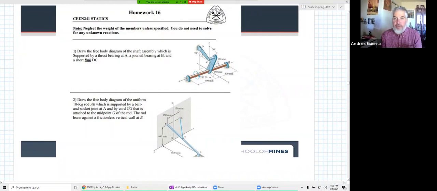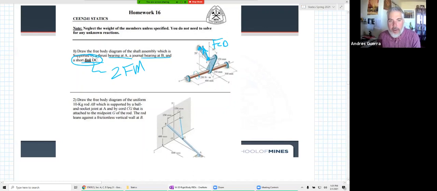Here's the first 2 of 5, just like you saw in FBD number 14. We are asked to draw a free body diagram of the shaft assembly, which is supported by a thrust bearing at A, a journal bearing at B, and the short link from D to C. Anytime we see the words short link, that tells us it is a two-force member. So we know that the line of action has to go between those two locations where those forces occur. So we would draw an F from C to D on that one right there.